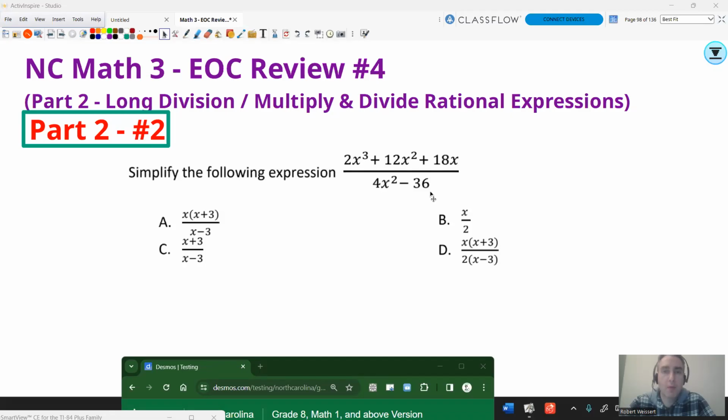This looks like another division problem, but if you look at your answer choices, it doesn't line up to be like a long division or synthetic division. So this question is going to be more along the lines of how do we factor this and simplify and cancel things out? Once again, can you use a graph to get your answer?